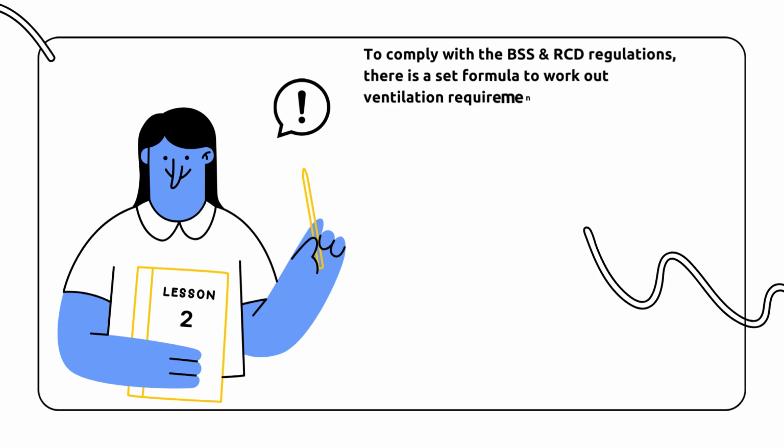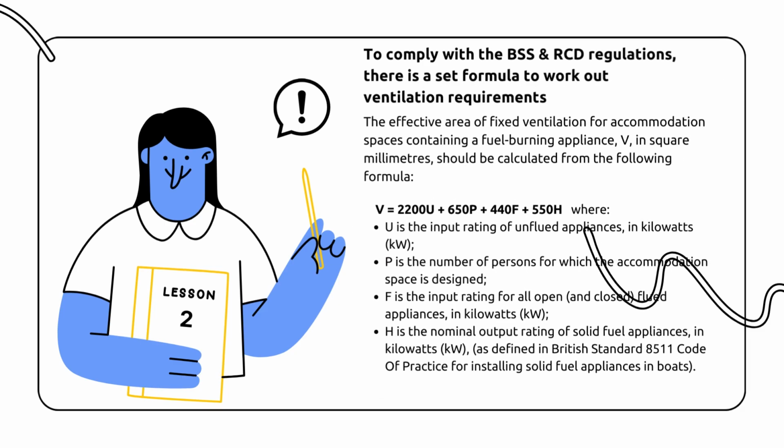You need to know what the output of your gas cooker, your oven is. You need to know how many people are going to be on the boat, typically for staying overnight. You need to know the outputs of things like your diesel stove or your solid fuel stove, etc.